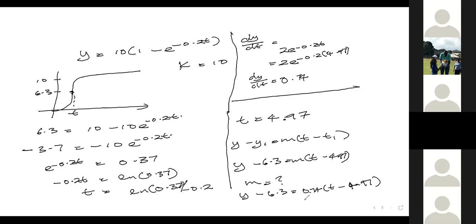So now y, oh yes, y is 0. So negative 6.3 equals 0.74 t minus 0.74 times 4.97. So here, everything here: 3.678, 3.68. So when we carry on, we get a negative number for x, I get minus 3.54. So that makes it even worse.